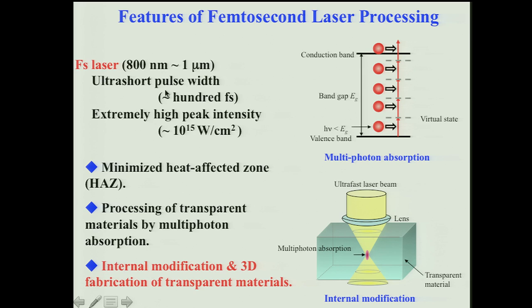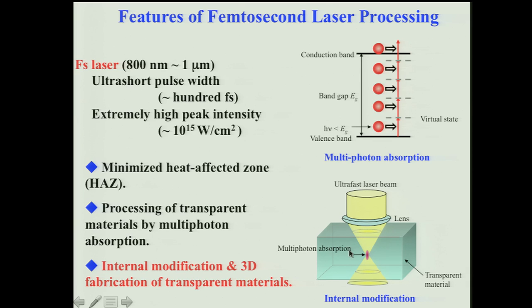Such unique characteristics of the femtosecond laser can bring about very interesting features in material processing. Namely, the ultrashort pulse width of the femtosecond laser can minimize the formation of the heat-affected zone at the processed regions, resulting in high-quality micro and nanofabrication of a variety of materials. Furthermore, the extremely high peak intensity can induce nonlinear multiphoton absorption even in transparent materials, and thus the femtosecond laser can process even transparent materials with very high quality.